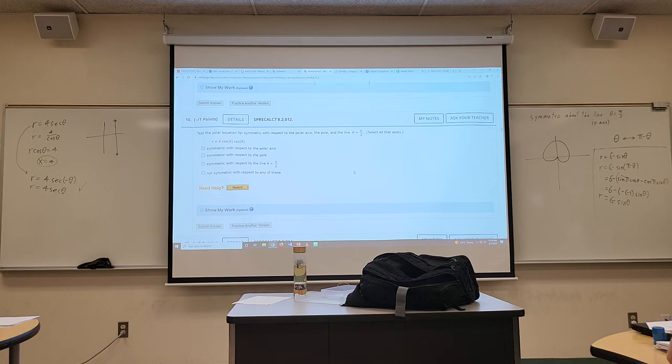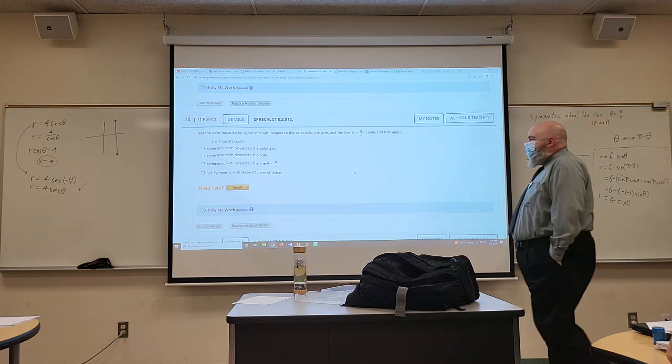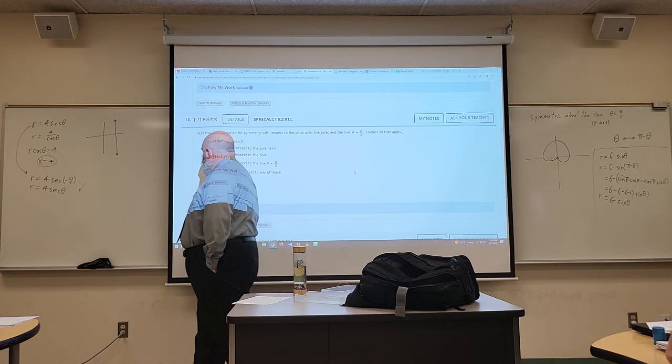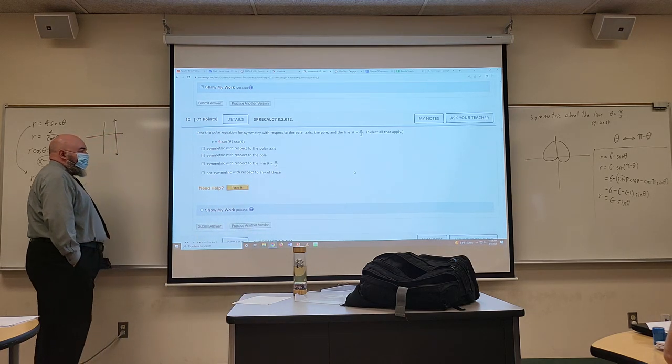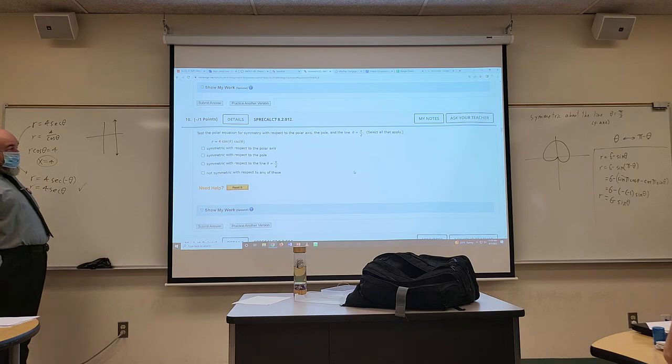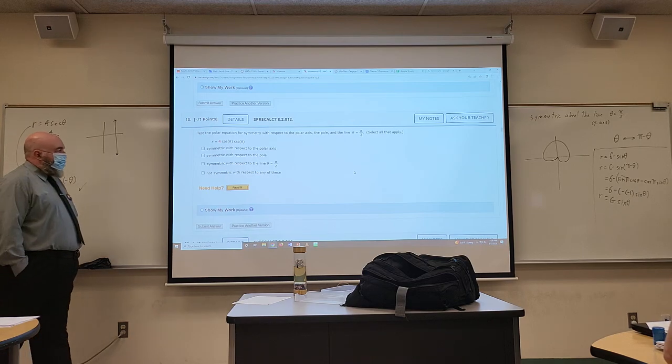Now, this one isn't one that we've seen before, and I wouldn't know off the top of my head what the shape is. So, I gotta see if there's some way for me to figure out if it's symmetric. If I replace r with negative r, is that the same thing? In other words, is 4 cosine theta cosecant theta the same as negative 4 cosine theta cosecant theta? No. So we can rule out pole symmetry.